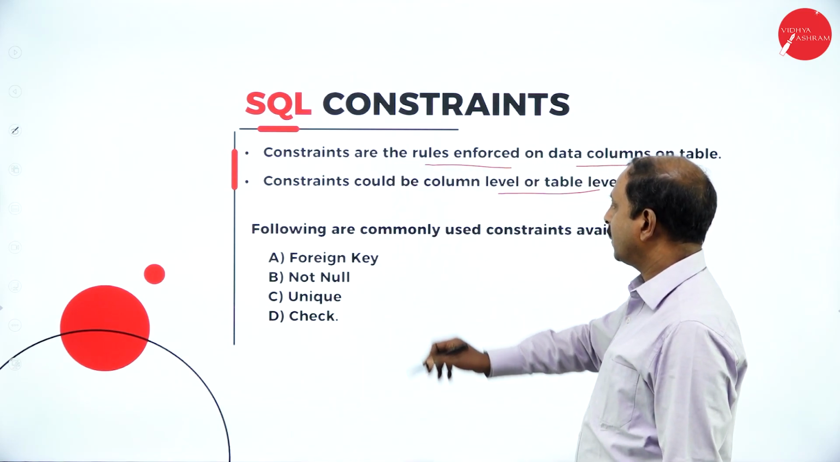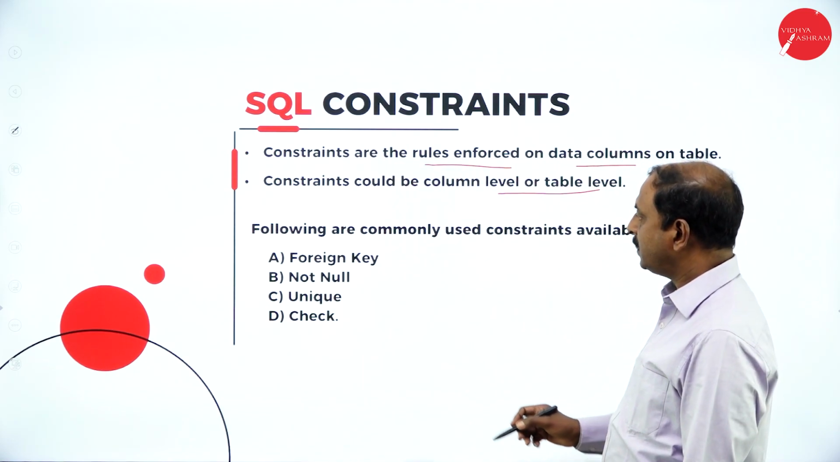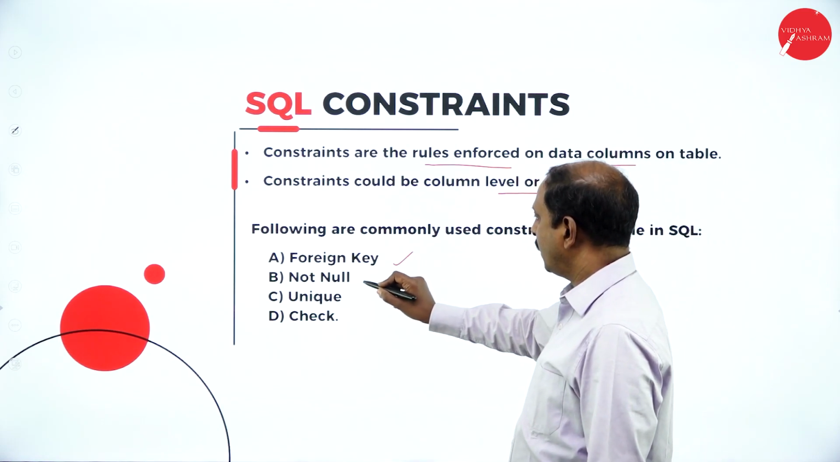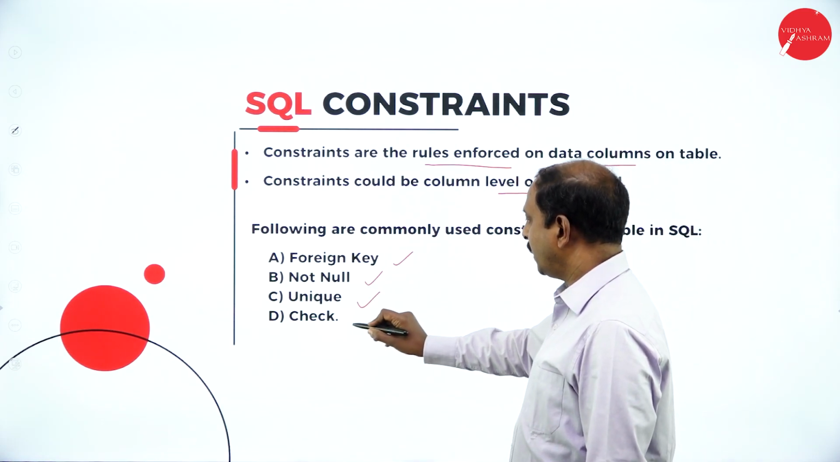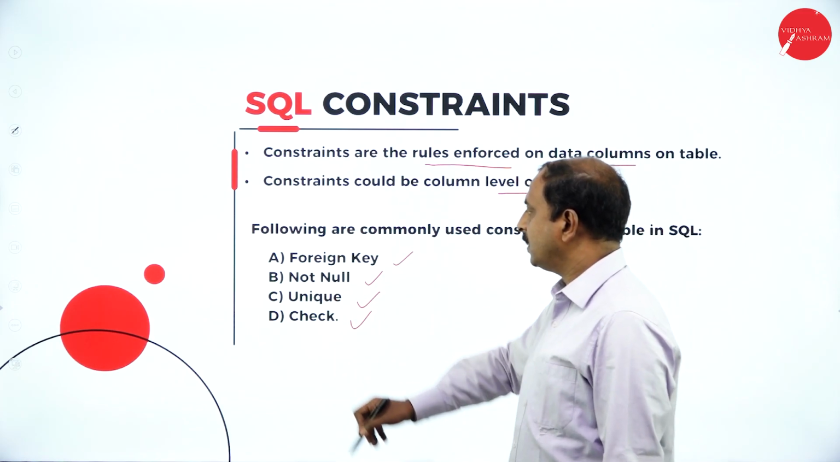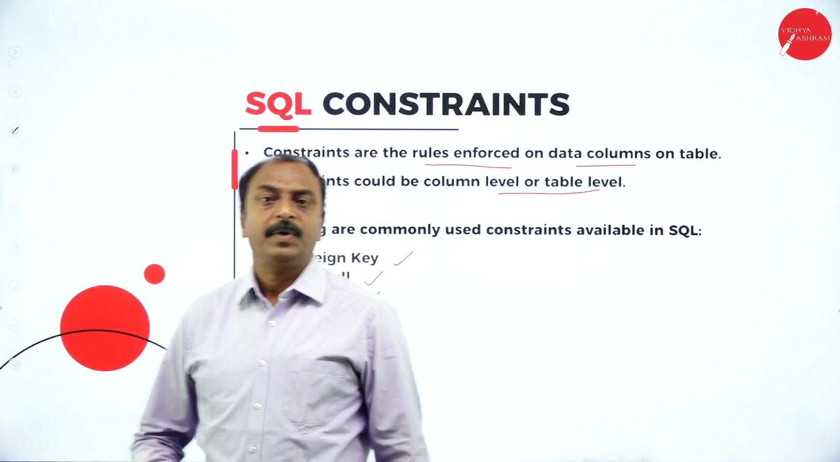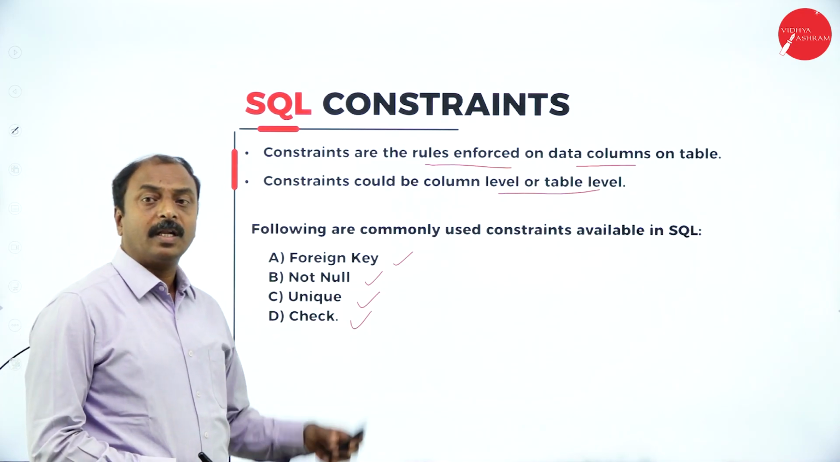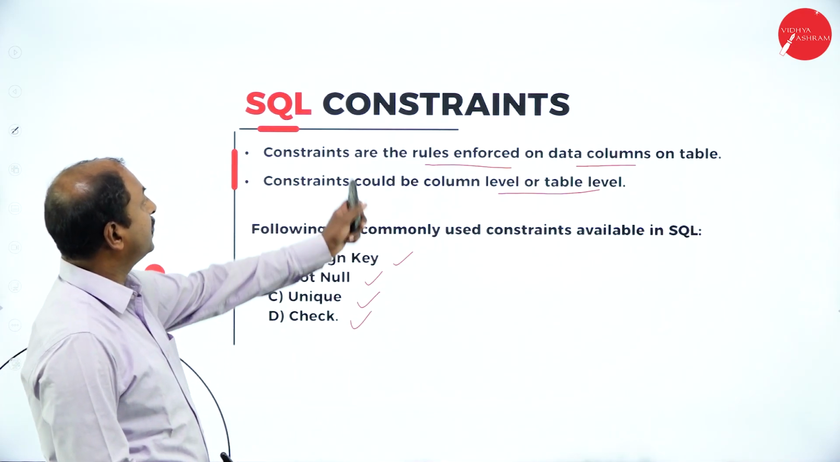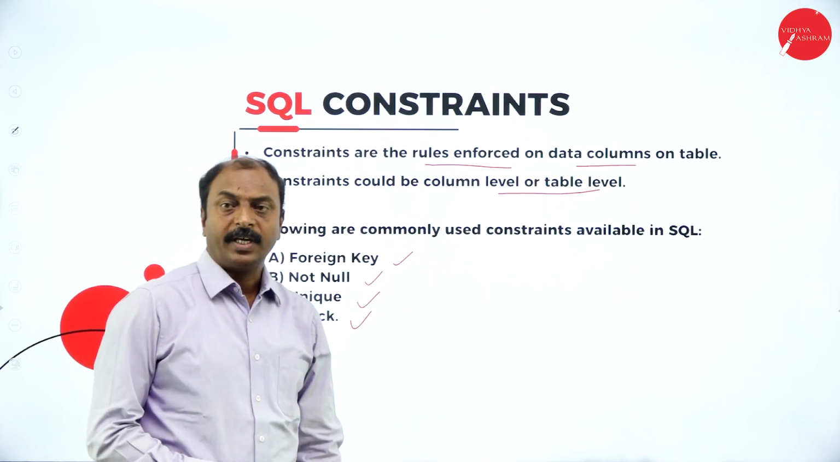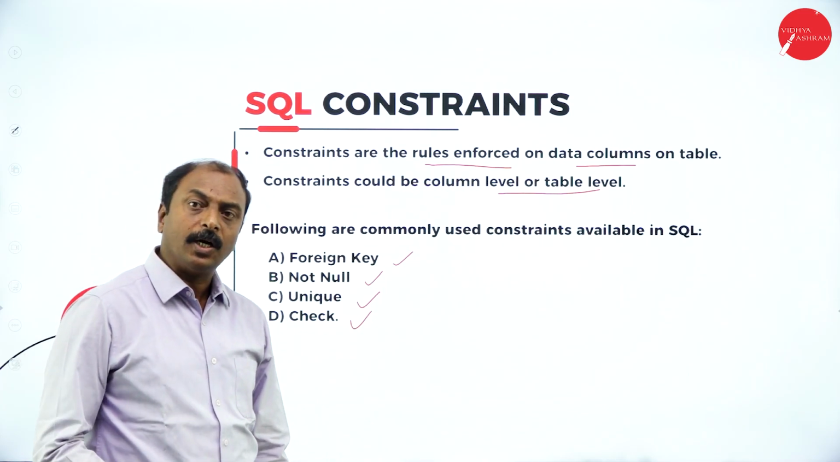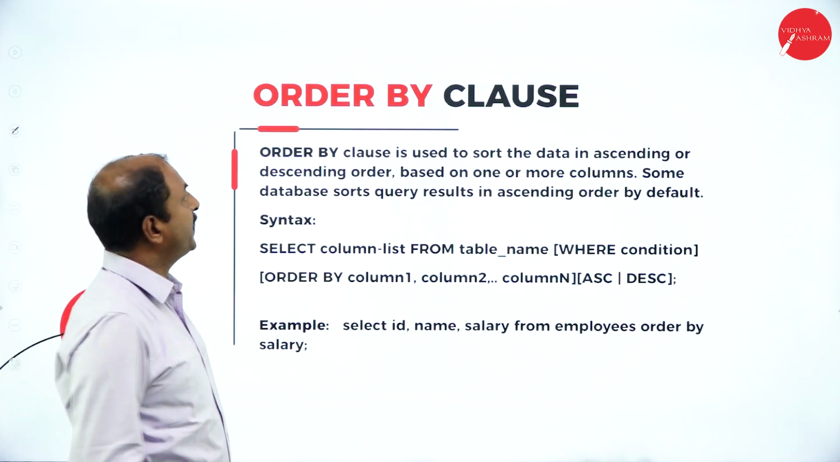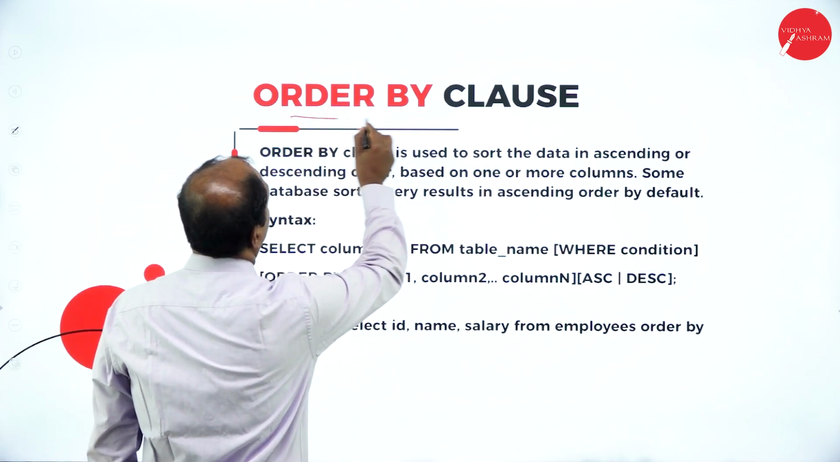Following are the commonly used constraints: foreign key, not null, unique, and check. These different constraints can be used either at table level or at column level. Generally, constraints are nothing but the rules enforced on a table or a column. Now, in the next slide, we move on to the order by clause.